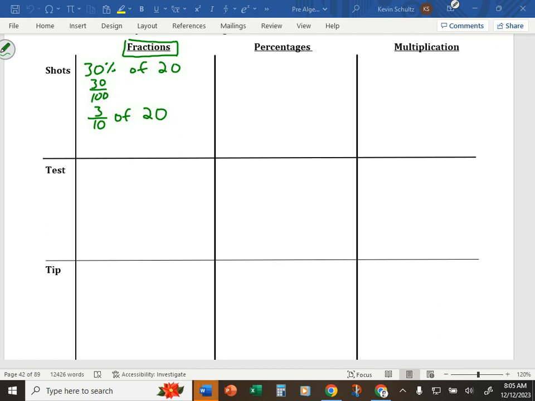Now, why is this helpful? Because if 30% is equivalent to 3 out of 10, but she took 20, we are going to rewrite this fraction so that instead of 3 out of 10, it's out of 20. Because she took 20 shots, right? So what's the scale factor from 10 to 20?